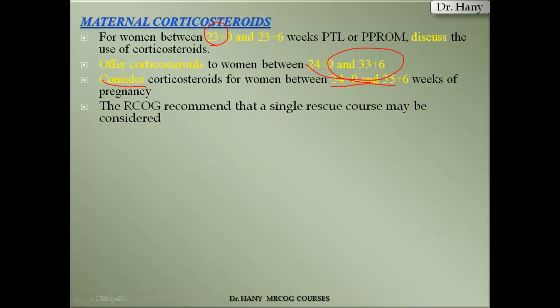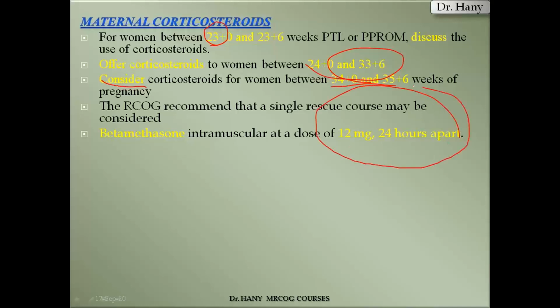The guideline recommends that a single course may be considered. What is the course? It will be betamethasone intramuscular at a dose of 12 milligrams, 24 hours apart. So this will be the corticosteroid choice: betamethasone intramuscular 12 milligrams, 24 hours apart, single course.